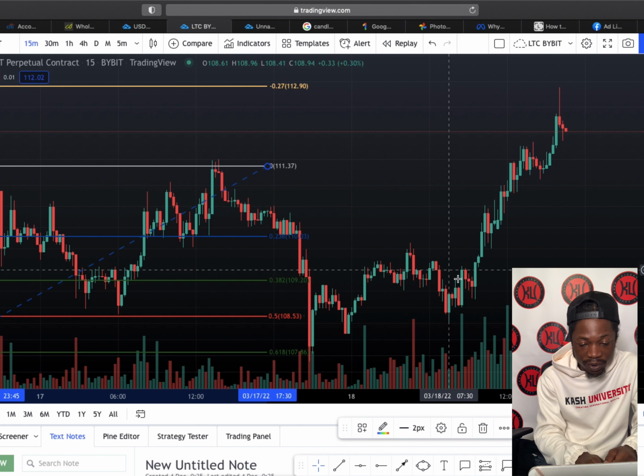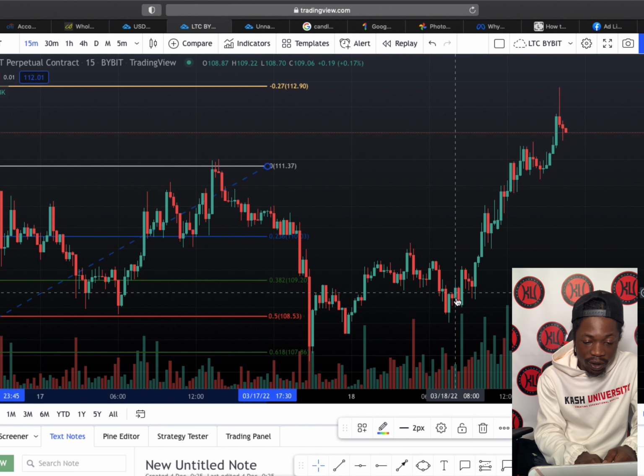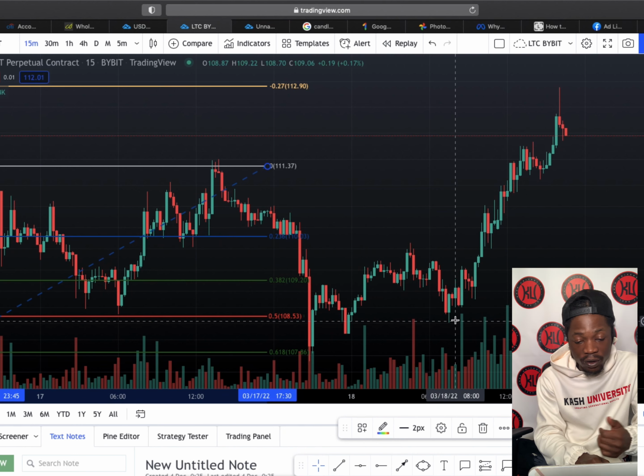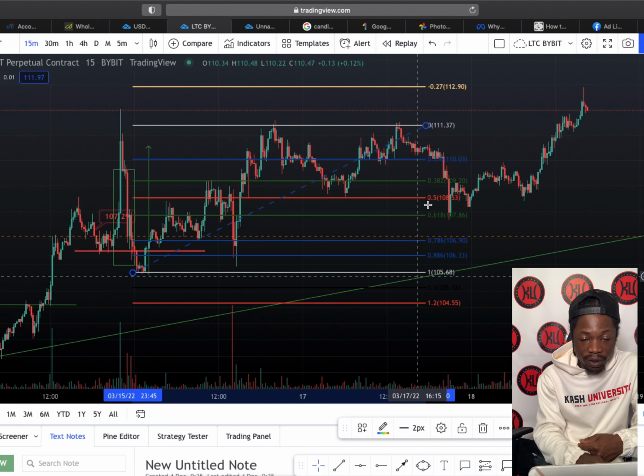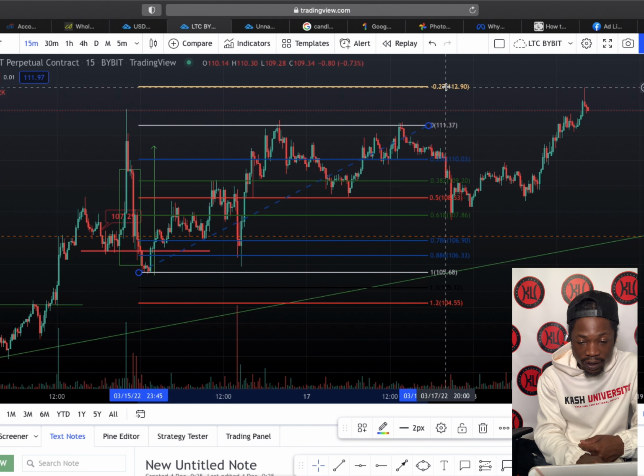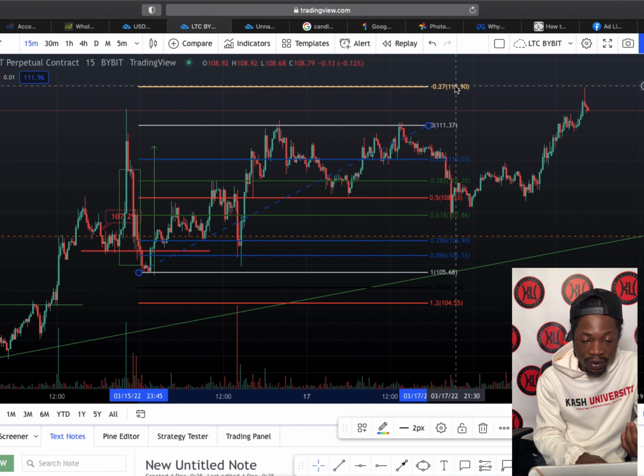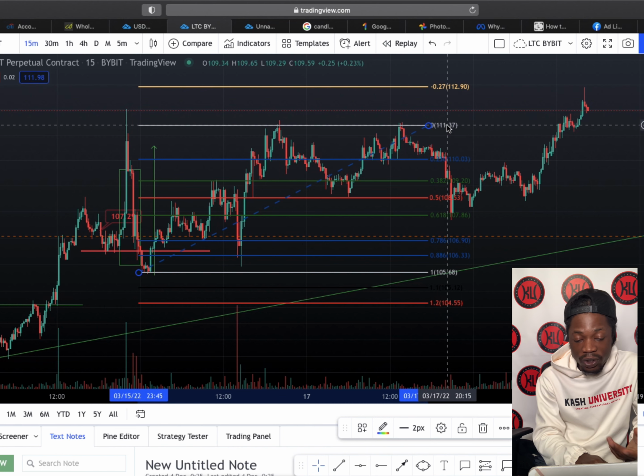You gotta wait for confirmation. Wait for confirmation with this or with 2 candles engulfing. So this right here, engulfing candle right there. And your TP would have been 112 and 90. And what it did, it went exactly to your TP. That's it. You just maintain your trade.